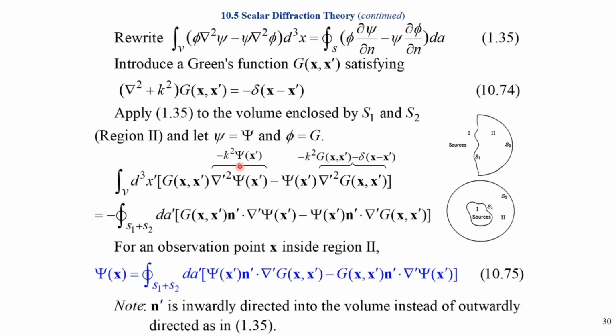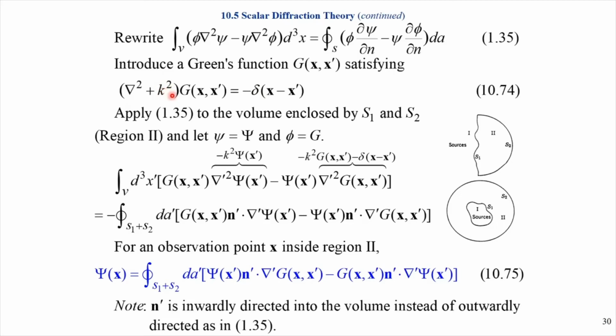Because of this one, we know this one, we substitute here: minus k squared phi(x prime). Okay, and phi equals G. So the same, just substitute volume integration. And here, phi and G give us a delta function. In addition to the delta function, it also gives us this one.